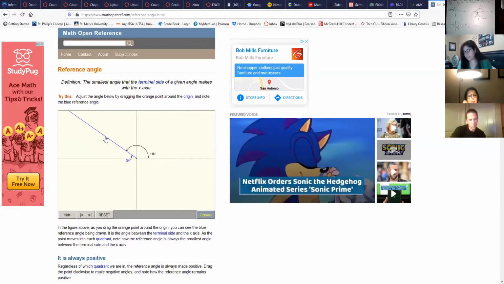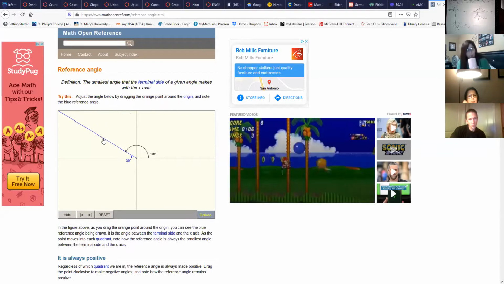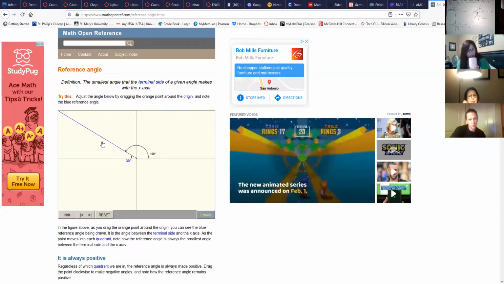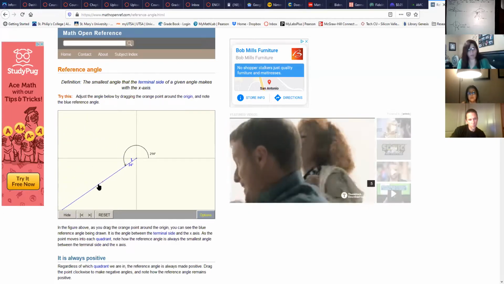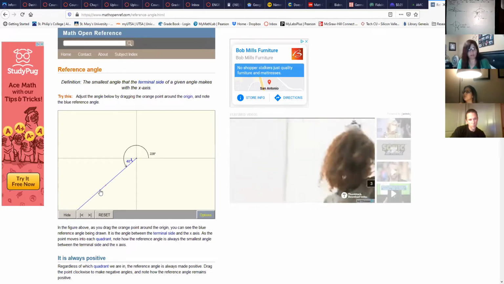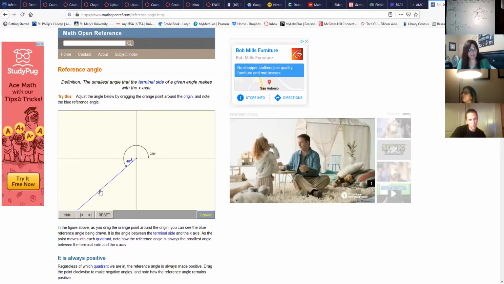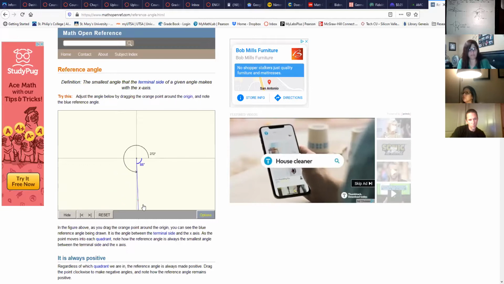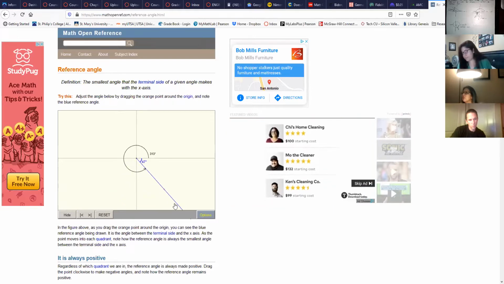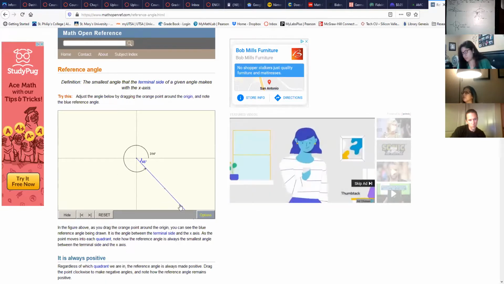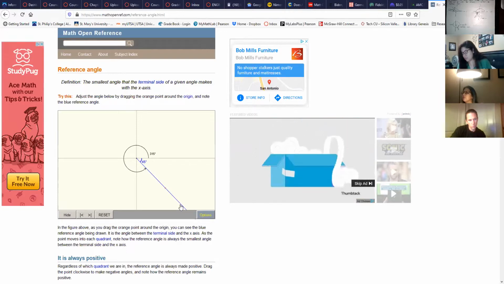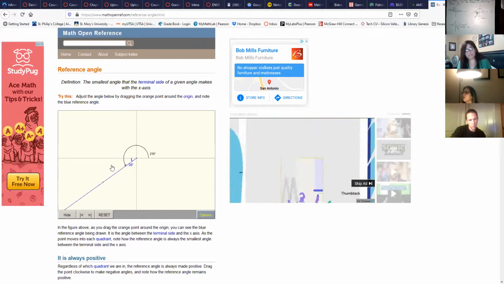Now earlier we mentioned 150, right? Distance was 30. Now if we're down here, I am at 220. Reference would be 40. And over here, same deal. The distance to the x-axis. If I'm at 315 degrees, the reference angle would be 45. Does it make more sense?